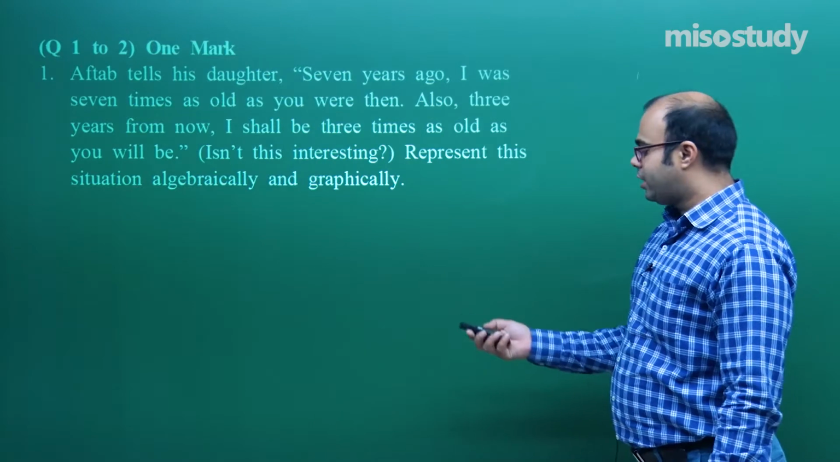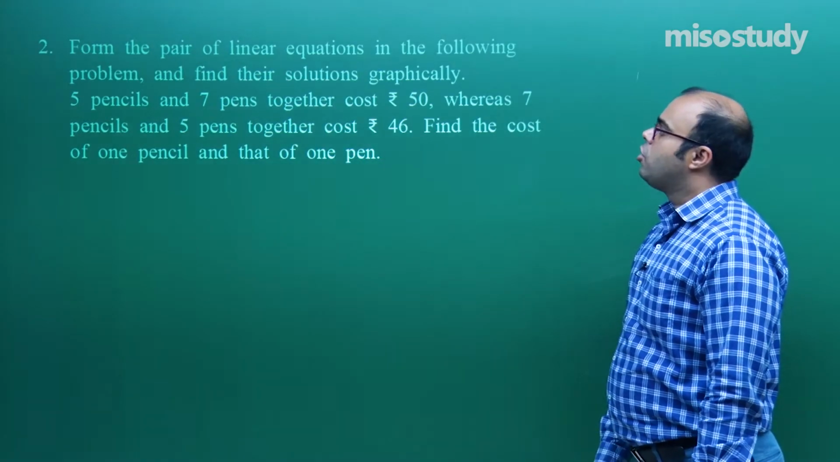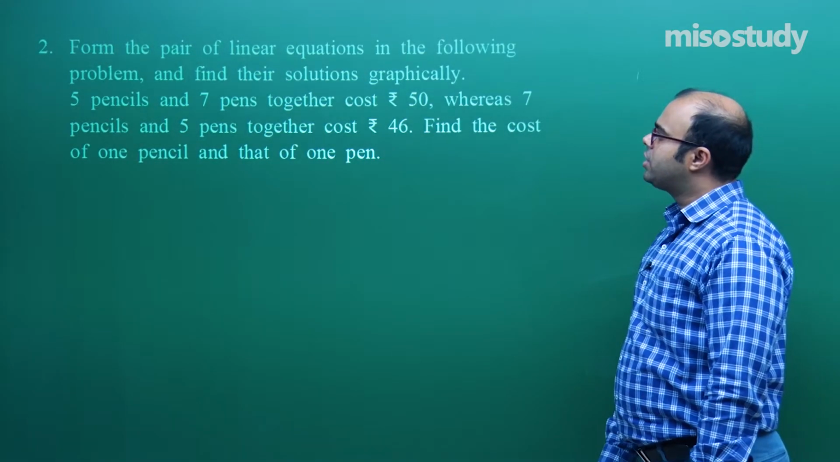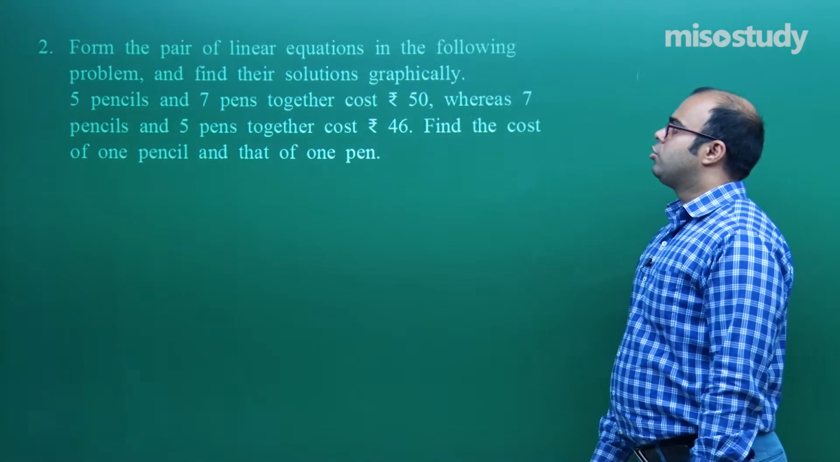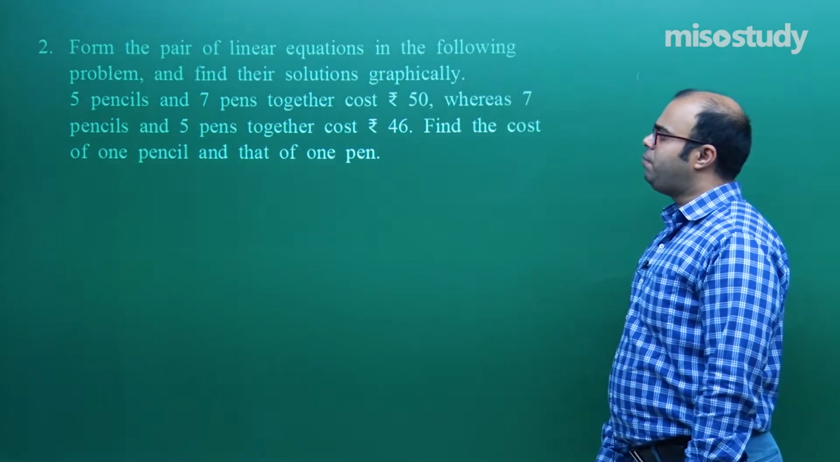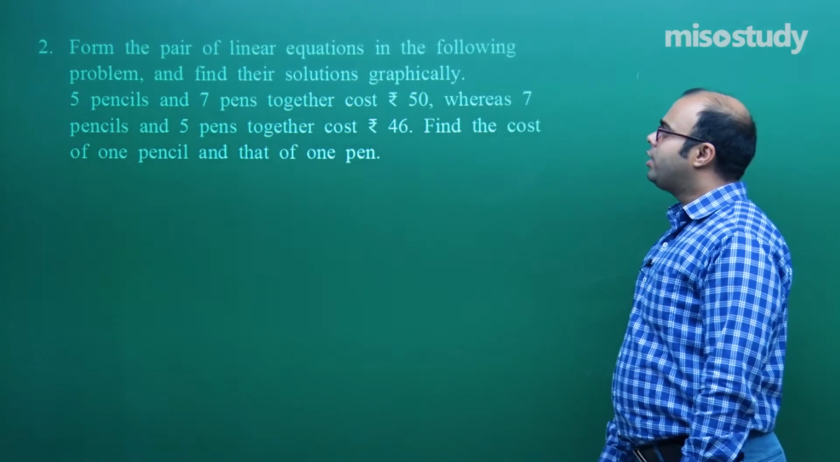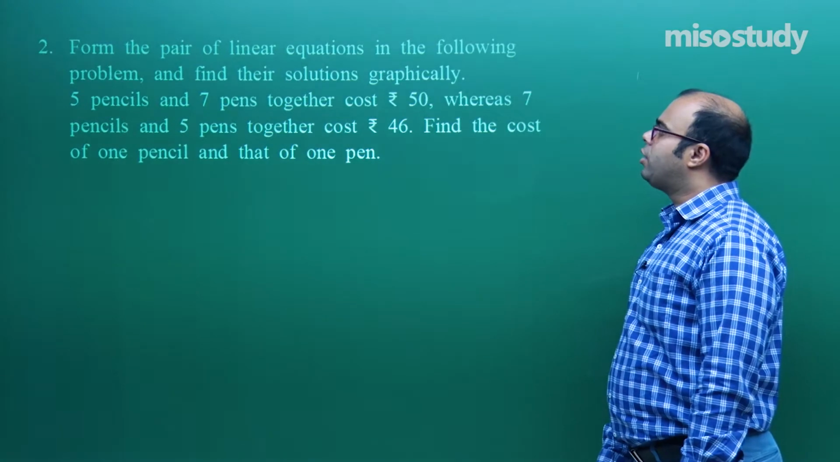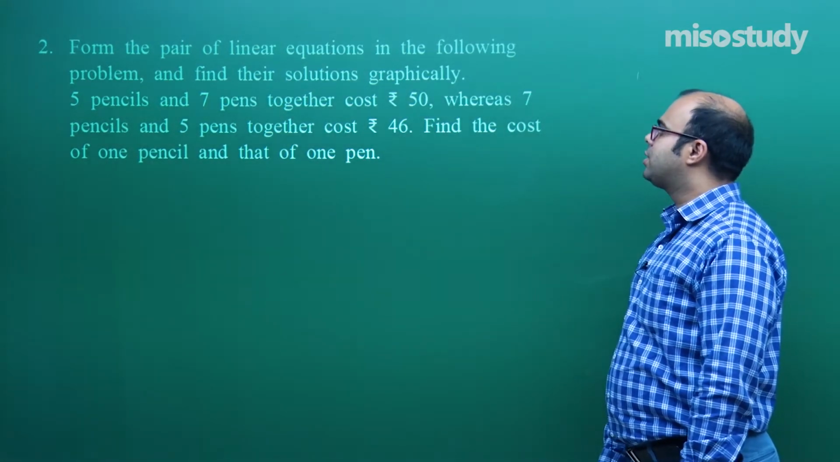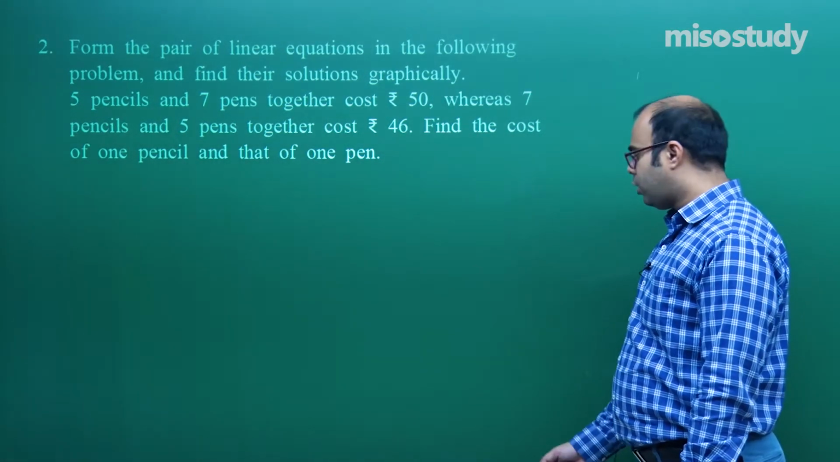Let us come to the next question, which is also of 1 mark. Form the pair of linear equations in the following problem and find their solutions graphically. 5 pencils and 7 pens together cost rupees 50, whereas 7 pencils and 5 pens together cost 46 rupees. Find the cost of 1 pencil and that of 1 pen.